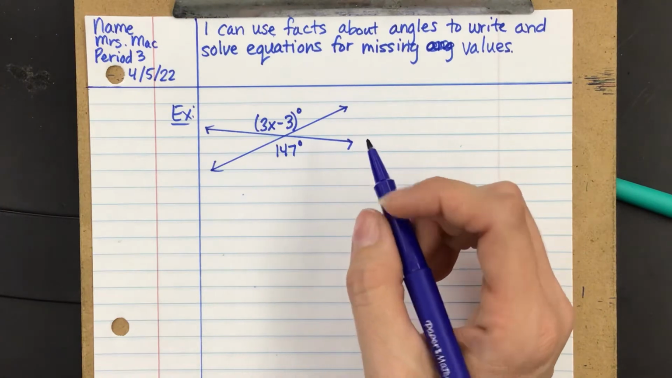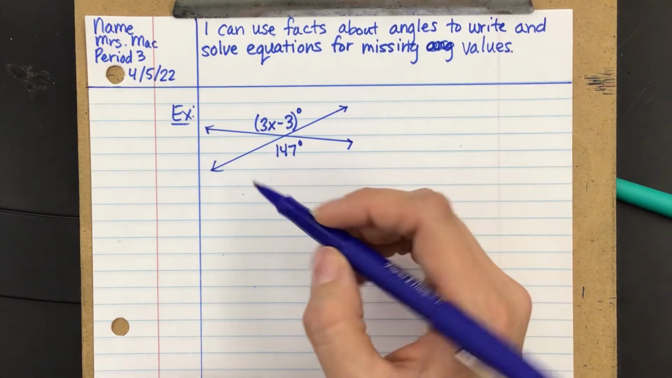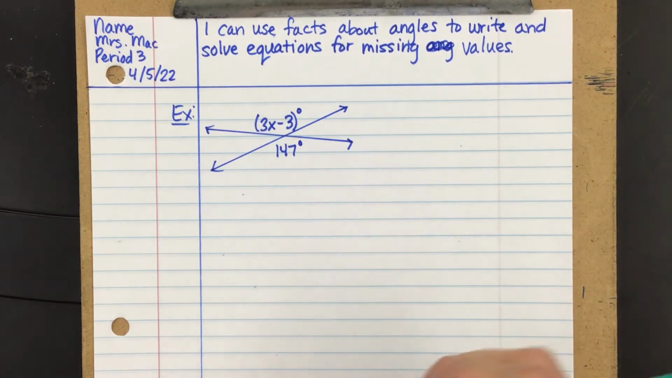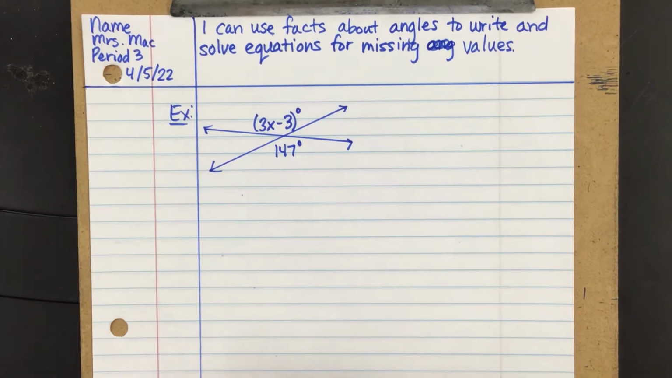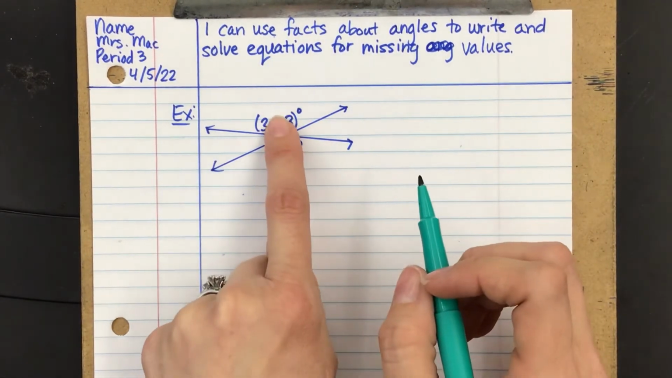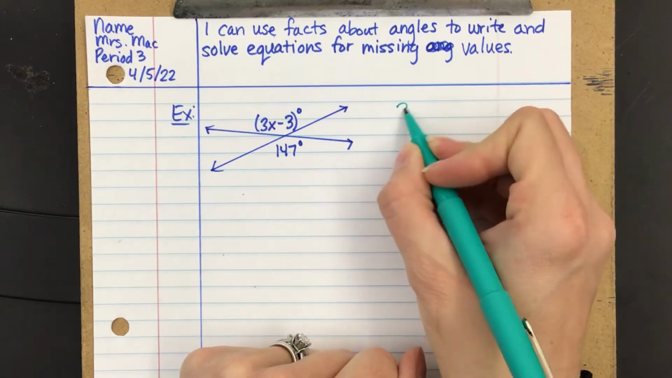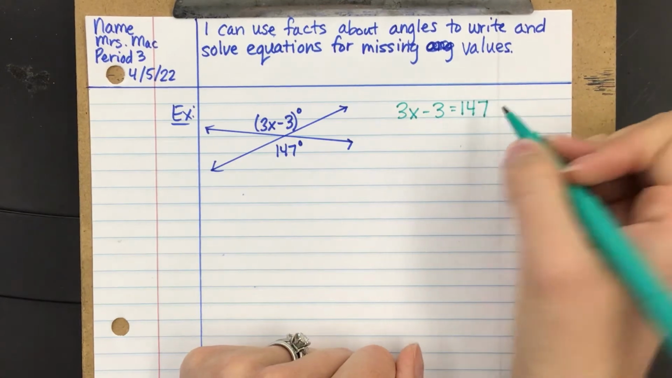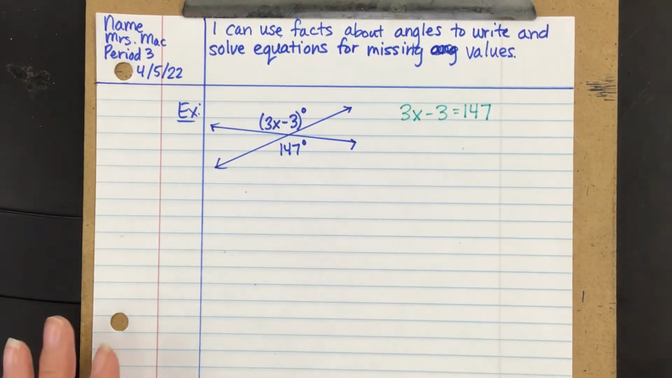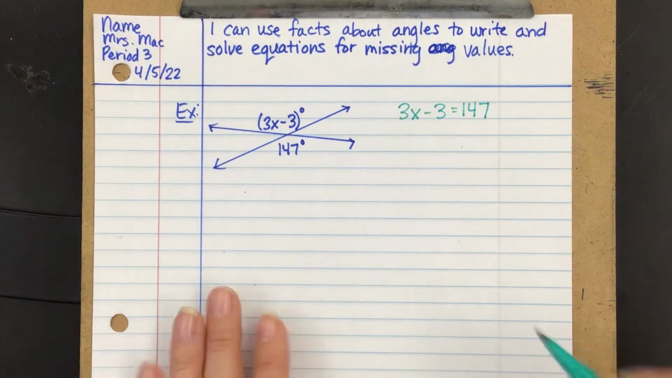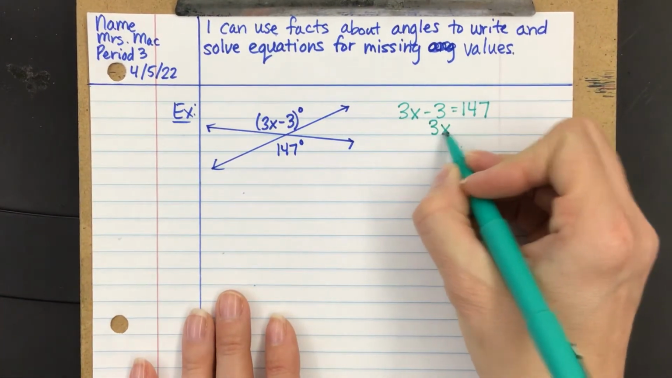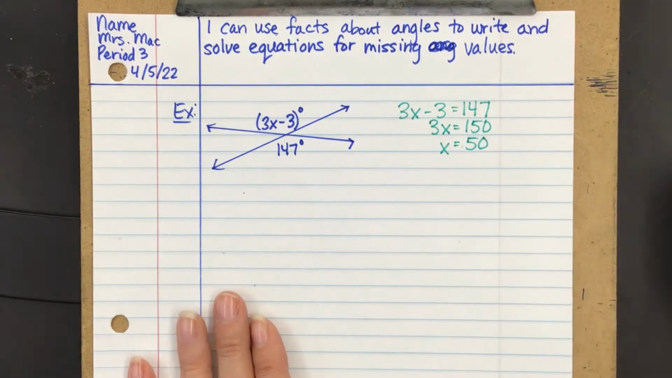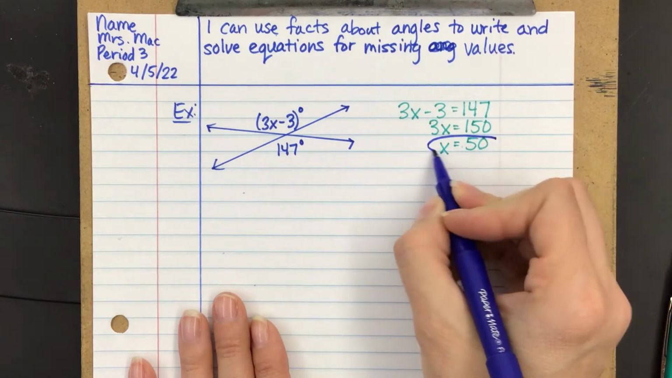Now, part of the standard is that you have to be able to write an equation to represent this. So while I'm not collecting your homework on paper, you still need to make sure you know how to write the equation because you're graded on your equations, okay? So vertical angles, this angle is equal to this angle. So we can say 3x minus 3 is equal to 147, okay? Then we just solve the equation to find the value of x. Okay, and I find that the value of x is 50.